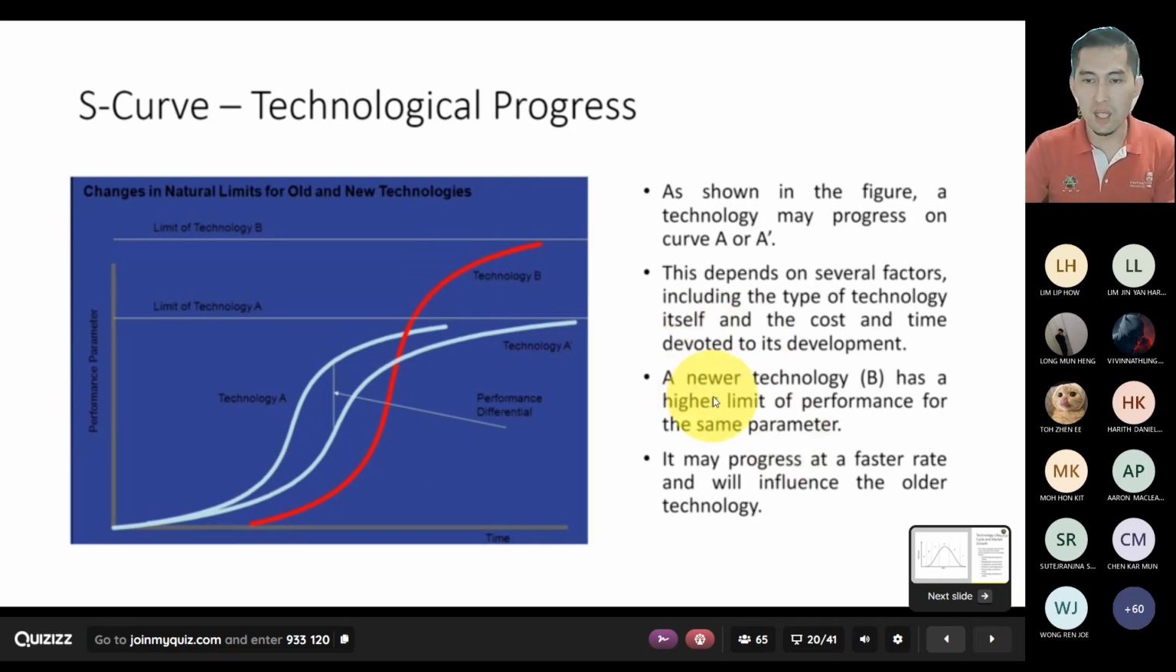So as you can see here, a newer technology, which is B, the red line, has a higher limit of performance for the same parameter. So what that means is that at this particular line here, it already has a higher performance than any of these white lines that are being shown. So a different technology will come over and basically take over in a way. So I hope by now you can understand why this is important for companies, because they want to continue doing better. And the only way it is being seen that the company is doing better is whereby their devices and their products are basically performing better. Okay.